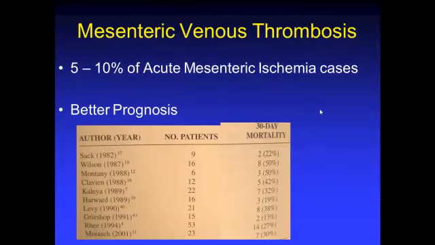Mesenteric venous thrombosis. These patients have the best prognosis, although they are often some of the hardest to diagnose if you're not suspecting it. 5 to 10% of cases of acute mesenteric ischemia are accounted for by mesenteric venous thrombosis. You can see here the mortality is much lower than other causes, somewhere in the range of 20 to 50%, depending upon the series.